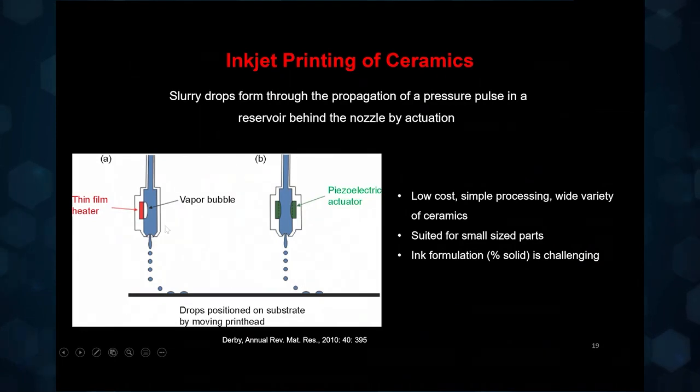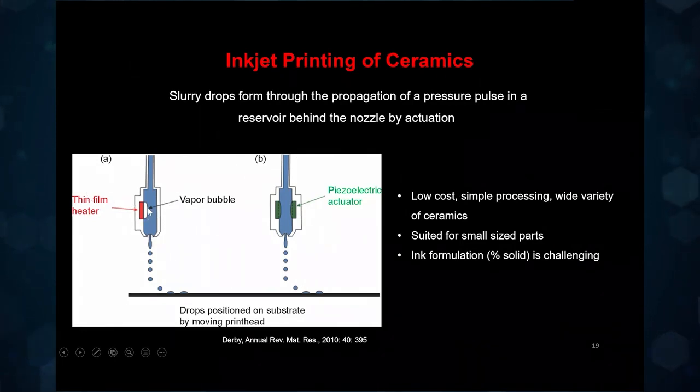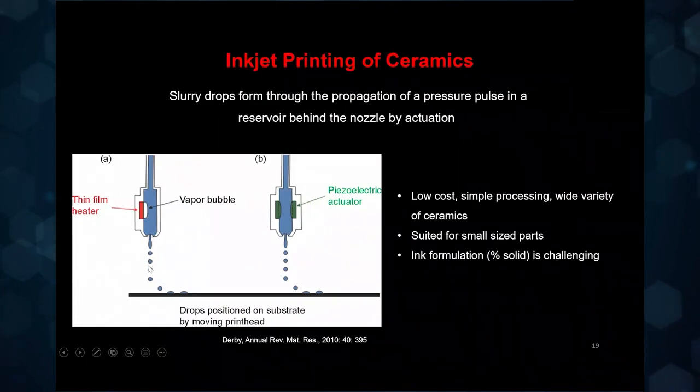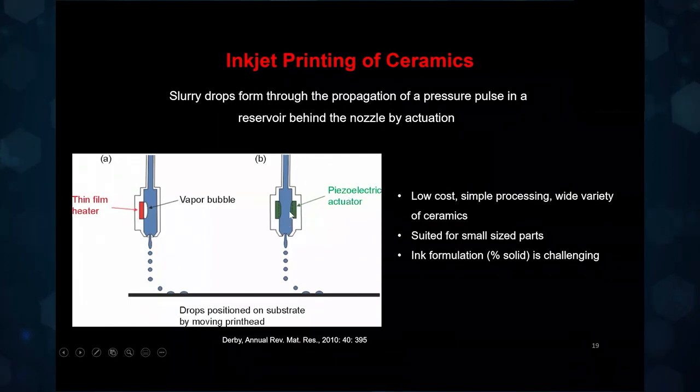Now this actuation can be done in one of two ways. One is by using a heating element. So there's an instantaneous heating which creates a vapor bubble, and that pushes a drop of liquid out. The other way to do that is mechanical actuation, where you use a piezoelectric actuator and you mechanically press it, or as it expands, it pushes a drop out.